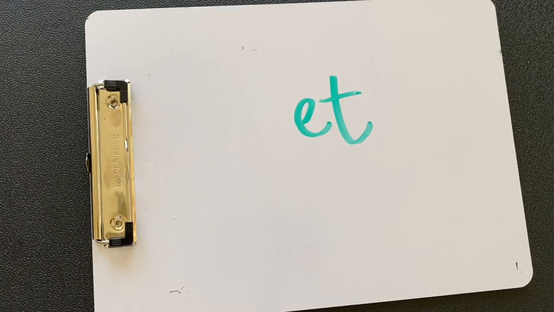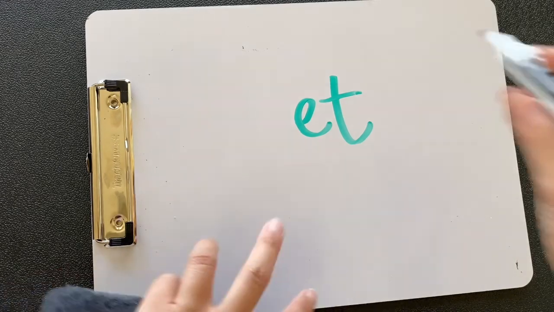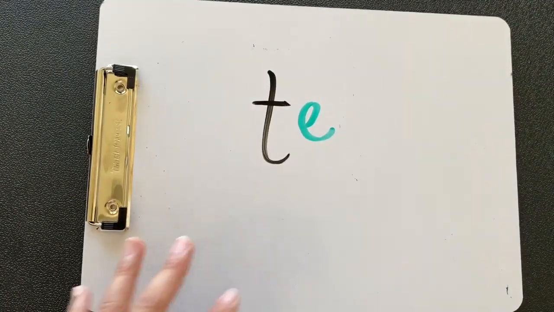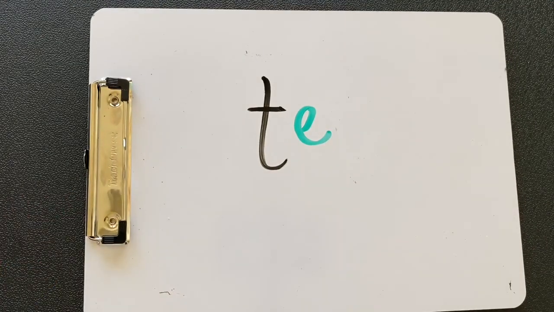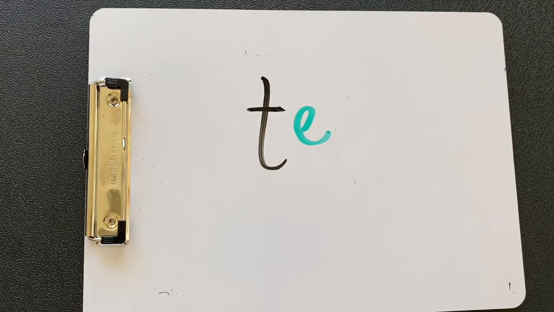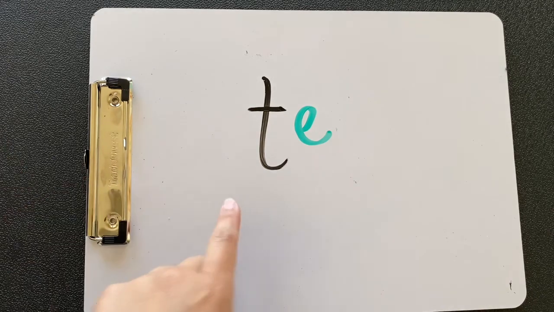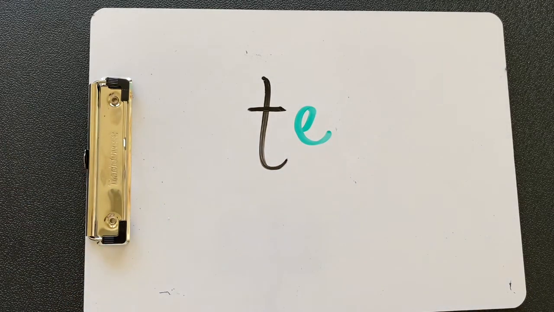My word reads et. Now, I'm going to go ahead and add back the first T and erase the second one. Think about the placement of the vowel. Is this vowel sound going to be long or short? Great job. It's going to be long. And why is that, my friends? Great job. Because it's at the end. So this reads te. So my vowel sound is long.